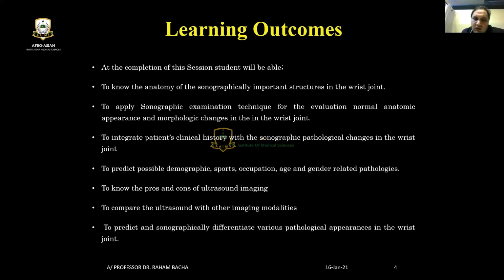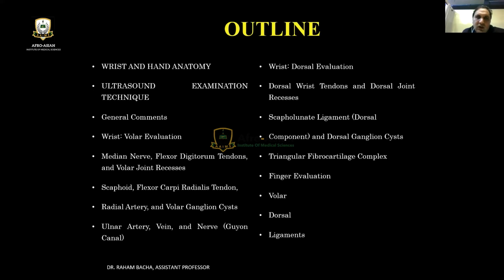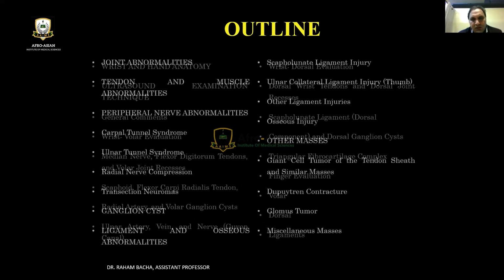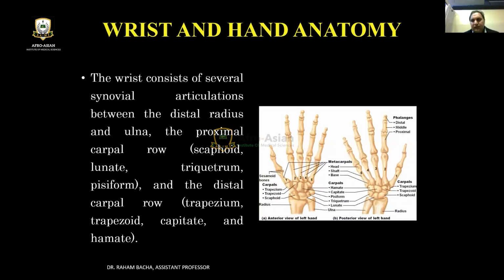to know the pros and cons of ultrasound imaging, to compare ultrasound with other imaging modalities, and to sonographically differentiate various pathological appearances in the wrist joint. For this purpose, we will discuss the anatomy of the wrist joint, some examination techniques from the volar and dorsal aspect of the wrist joint, and some of the important pathologies of the wrist joint. So first of all, we come across the anatomy of the wrist joint.